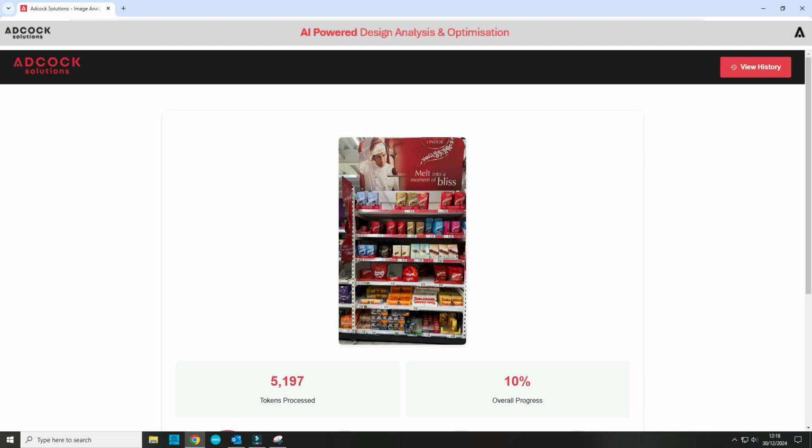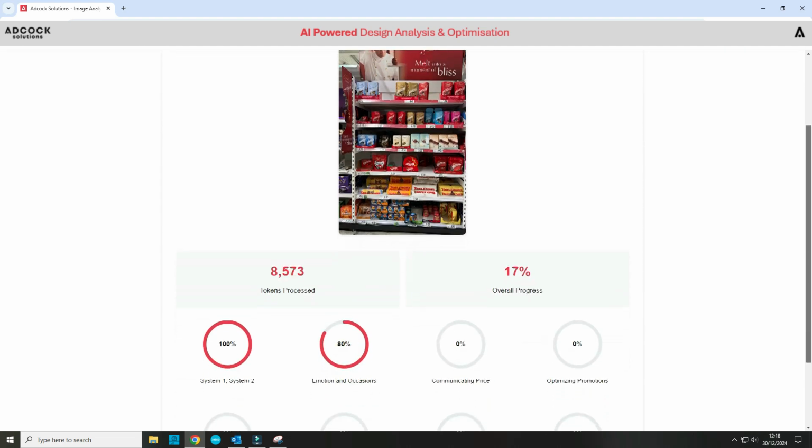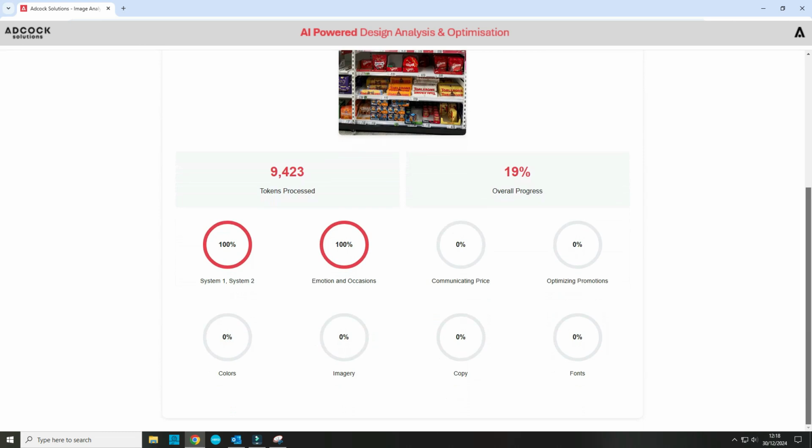Firstly, the engine analyses how well the design communicates to the two thinking processes, System 1 and System 2. These two distinct modes of cognitive processing were introduced by Daniel Kahneman in his book Thinking, Fast and Slow. The engine then goes to work analysing emotional content and any occasions-based communication, because the importance of emotion can't be underestimated. Next, the engine conducts a detailed analysis of how effectively presented any prices are.